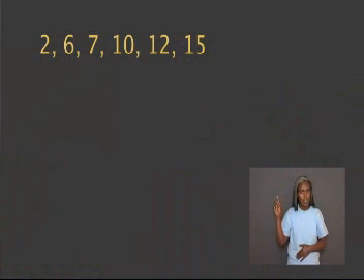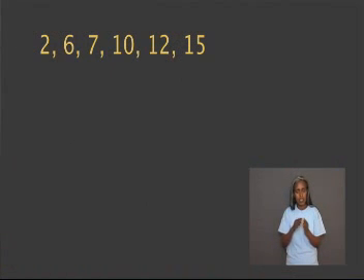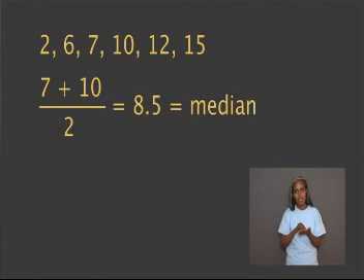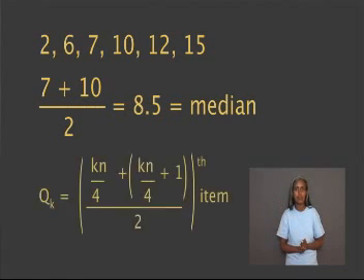Here is a data set in ascending order. There are 6 numbers in this data set. So, to find the median, we take the average of the 3rd and 4th numbers. The median of the data is 8.5. To find the quartiles, we will use this formula. Please note this formula, students, as it will be used during the activity.